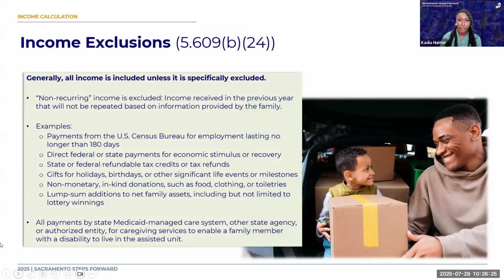Non-recurring income from last year gets a pass if the family confirms it won't happen again, such as short census gigs, stimulus checks, tax refunds, birthday gifts, donated goods like clothes, or big one-time asset boosts like inheritance. Plus, state Medicaid payments for in-home caregiving to support a disabled family member are completely out. Together, this sets a fair foundation. Say a family gets a one-off tax refund, it stays excluded, avoiding an unfair income spike.